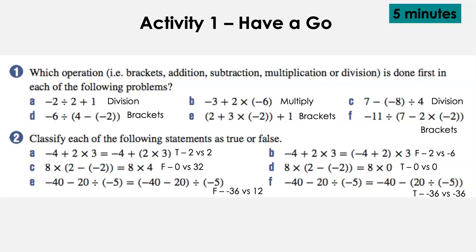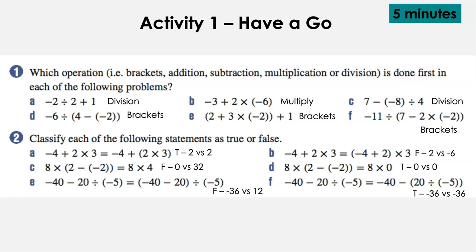2C is false. On the left side we have 0, and on the right side we have 32. The reason we have 0 is that 2 take -2 is the same as 2 plus 2, which is 0, and 8 times 0 is still 0. D is true. Now both sides are 0. E is false. You end up with -36 on the left side versus 12 on the right.